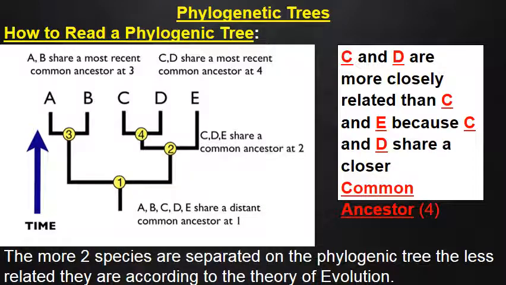The more two species are separated on the phylogenetic tree, the less related they are according to the theory of evolution. For example, C and D are more closely related than C and E because C and D share a closer common ancestor, node 4. There are 2 nodes separating C and E, node 4 and node 2.